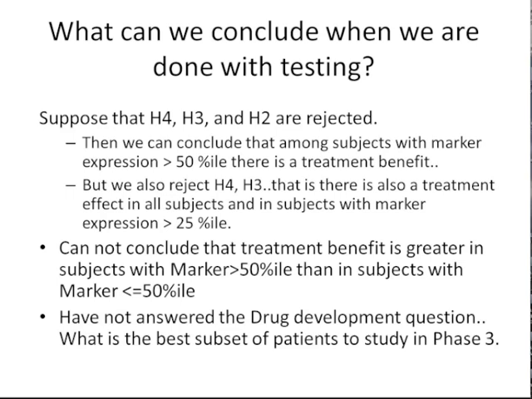Suppose that in our testing, H4, H3, and H2 are rejected. Then we can formally conclude that there is a treatment benefit among subjects with marker expression greater than the 50th percentile. This is because H2 and all the interaction hypotheses containing H2 are rejected. However, we can say the same thing for H3 and H4, that there is a treatment effect in subjects greater than the 25th percentile in marker expression and in all subjects. So the results do not allow us to formally conclude that the treatment effect in subjects with marker expression greater than the 50th percentile is greater than the treatment effect in subjects with marker expression less than the 50th percentile.